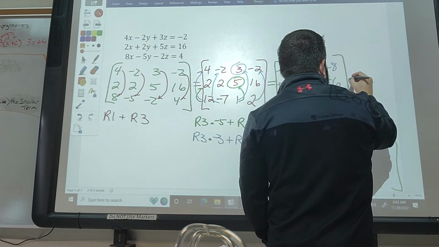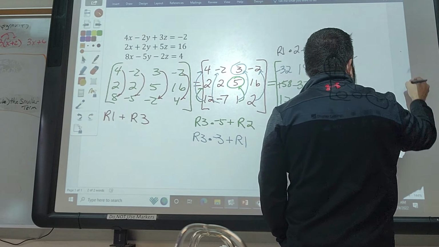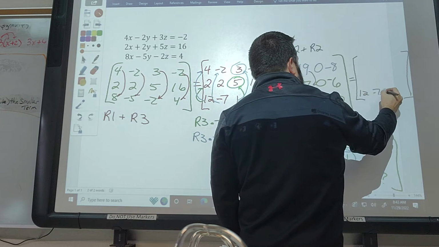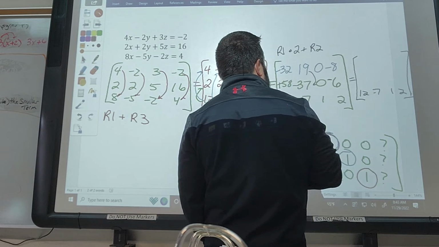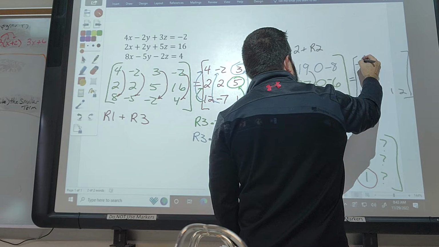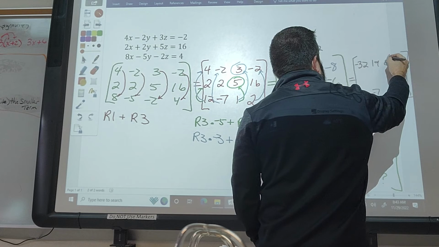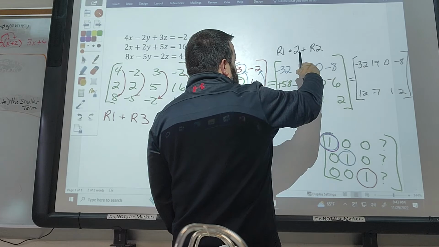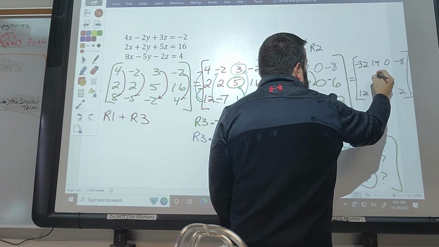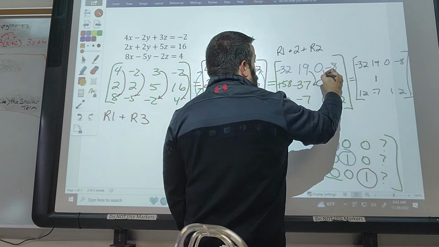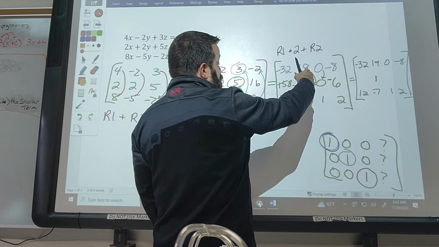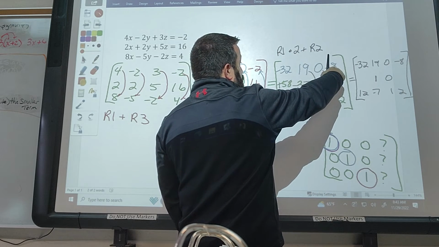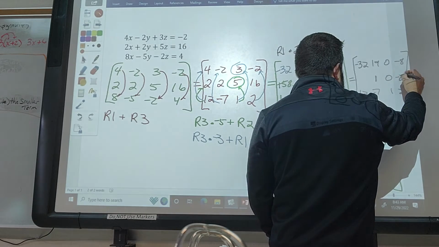I don't know if I have room over here to do this. I might have to write a little smaller. But this 12, negative 7, 1, 2, that's not going to change. The top row right now is not going to change. Negative 32, 19, 0, negative 8. So I know that 19 times 2 plus negative 37 is going to give me a 1 there. That's the key. And when I take the 0, 0 times 2 added to 0 will still be a 0. This negative 8 times 2, negative 16. Negative 16 plus that would be like a negative 22.